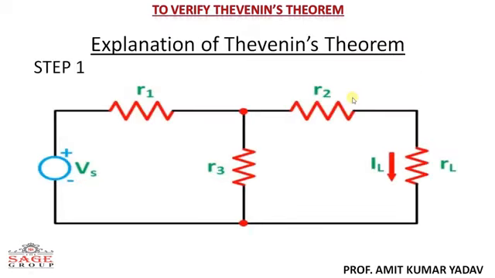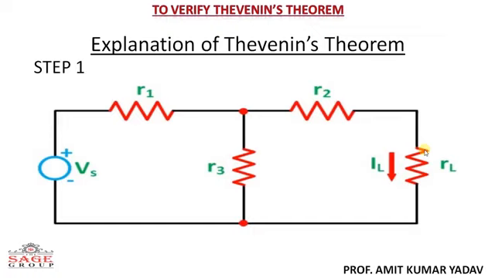Okay, now suppose we have a network. In this network we have a single source and there are so many loads R1, R2, R3 and RL. Now in this network, suppose you have to calculate the current of this particular load RL. Suppose its current is IL. So for calculating the current of this network according to this Thevenin theorem, what do you have to do?